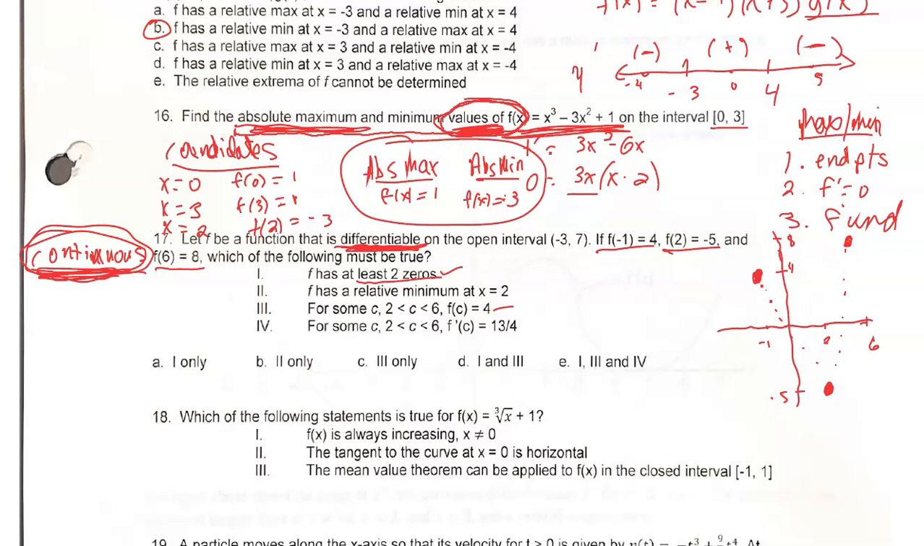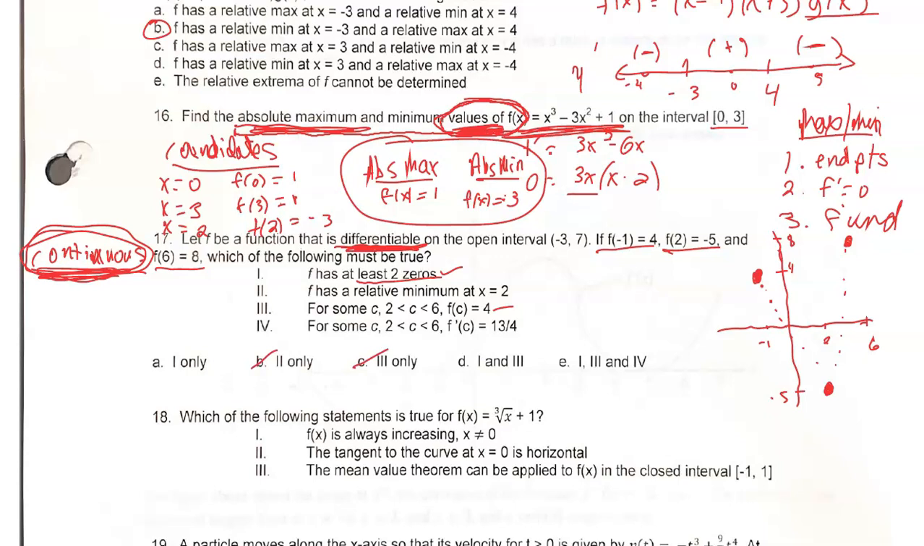There could be more than 2 zeros. We don't necessarily know that we don't cross the x-axis more than once between negative 1 and 2, and then again between 2 and 6, but there's at least 2. So number 1 is definitely true. So we can get rid of this. We can get rid of this.